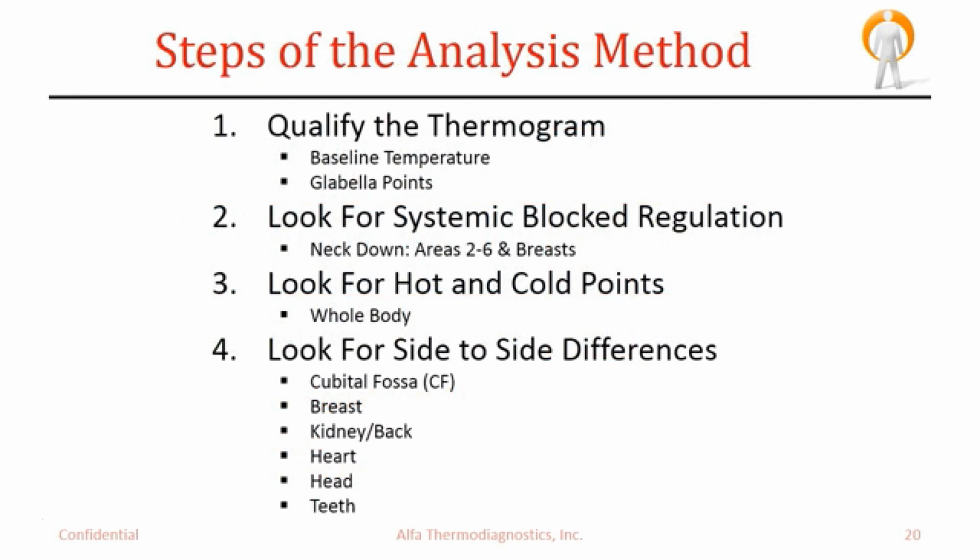So it was the blocked spots, the cold and hot, and then the side to side with these certain areas. The key thing is to remember the areas to look at for those. In the blocked, it's from the neck down and the breast. For the hot and cold, it's over the whole thermogram. For the side to side, it's in the cubital fossa, the kidney back, the heart, the head, and the teeth.